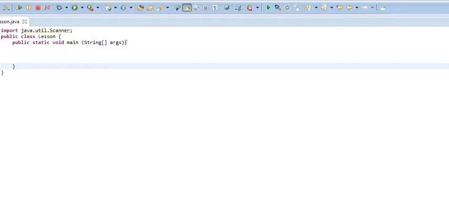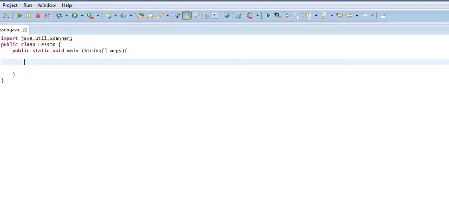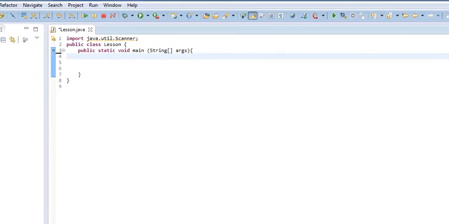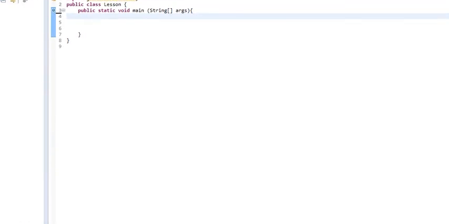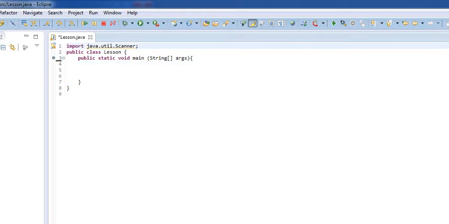Hello everyone, this is Damien, and this is going to be lesson number 4 of Beginner's Java. You'll notice that I've kept our scanner imports, our lesson, and everything else intact. What we're going to be doing today is a problem with simple interest.